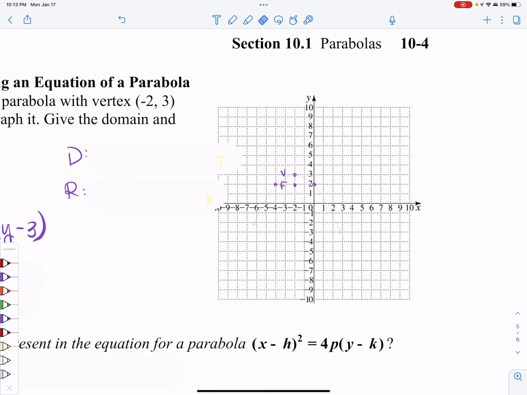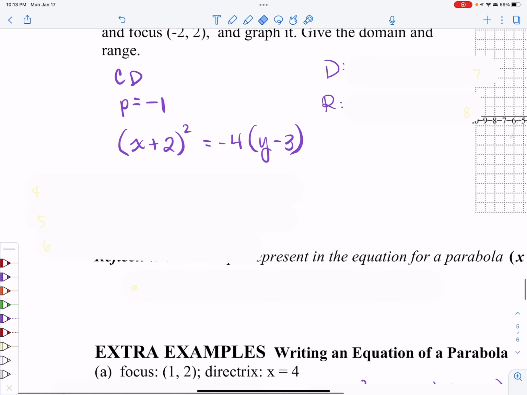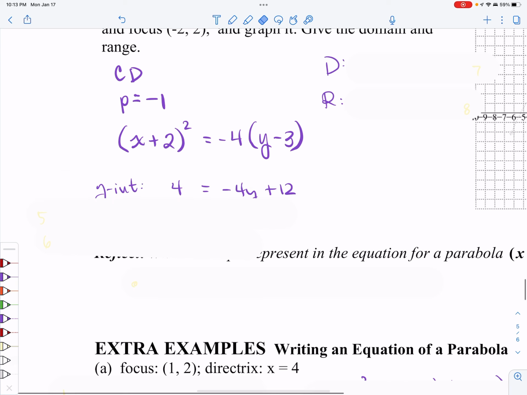You want to find either an x-intercept or a y-intercept. I chose to find a y-intercept on this one because I knew there would only be one of them. When you find a y-intercept, you let x equal 0. So you notice here, when x is 0, I'm going to have a 2 squared, which is 4. I went ahead and distributed my negative 4 here so that I could solve for y.